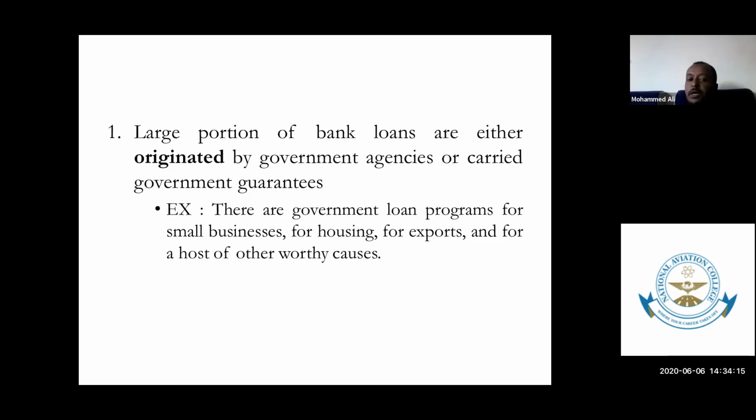economic programs. For example, government may want to solve the housing problem for the society. Government may want to increase exports in certain areas, or government may want to increase agricultural productivity. Therefore, for those activities, government may organize or arrange certain loans, or government may carry or provide guarantees for different loans arranged by banks.